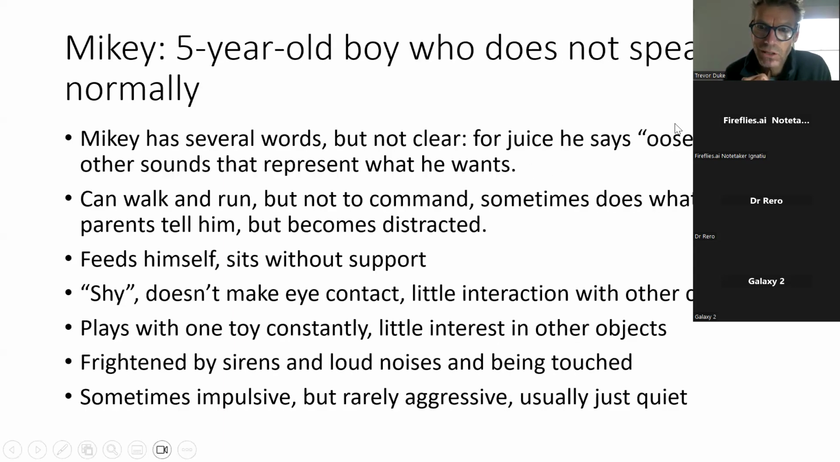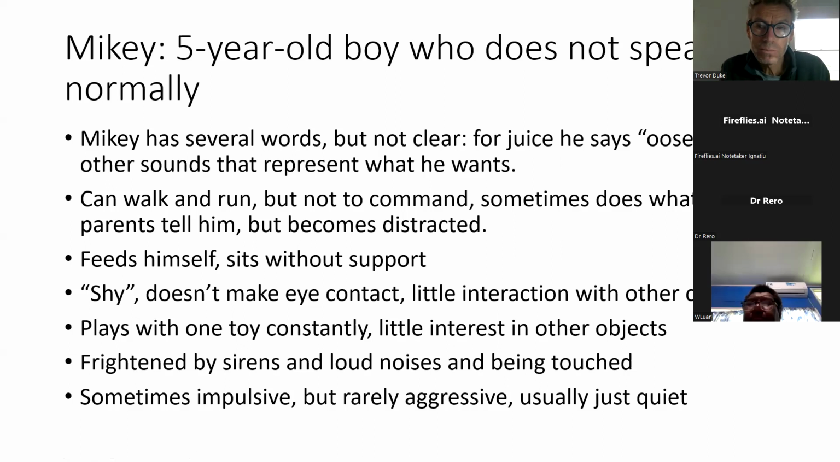I wanted to start with a case, and this is a child that I saw a year or so ago. This was a boy named Mikey. He was a 5-year-old boy whose parents brought him along because he just wasn't speaking normally. He had several words, but they weren't at all clear. So, for example, for juice, he would say oos, and he had other sounds, guttural noises that represented what he wanted. And his parents understood what the sounds meant, and they could respond to his sounds. But he had very few fully formed words.